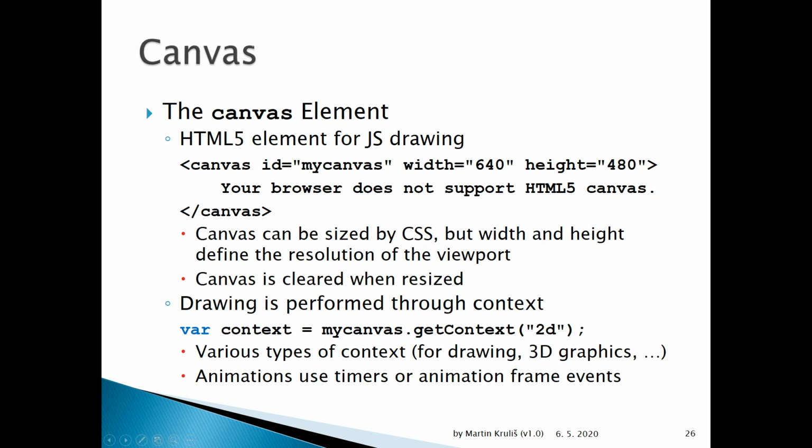Drawing is performed through something which is called context. The canvas can retrieve its current drawing context, and there might be various types of contexts. All the canvas implementations are obliged to implement 2D context, which is the most fundamental, the lowest level of context. So it gives you operations like draw a pixel or draw a line. So it's very low level. However, the browser might implement other types of context, for instance, context for 3D graphics.